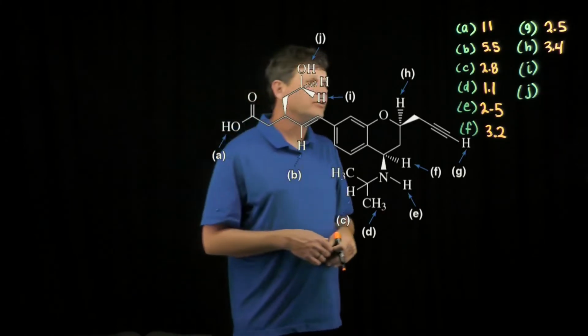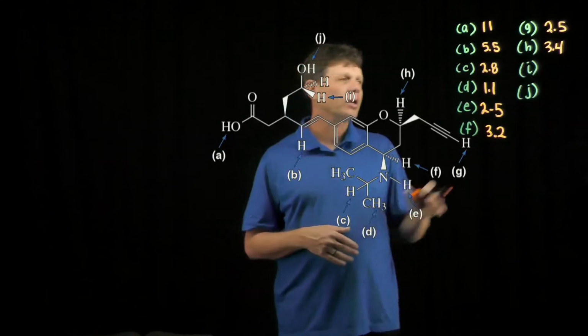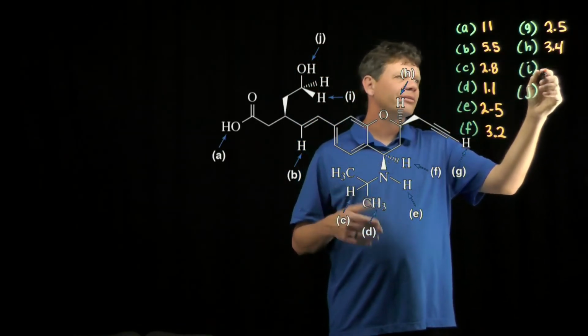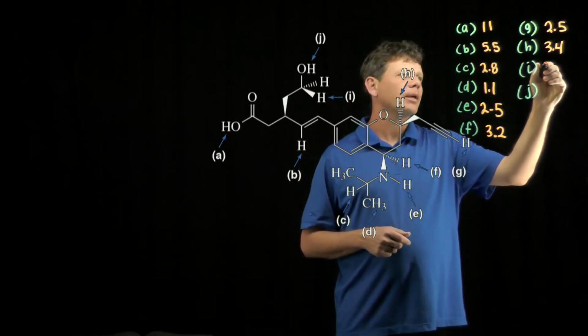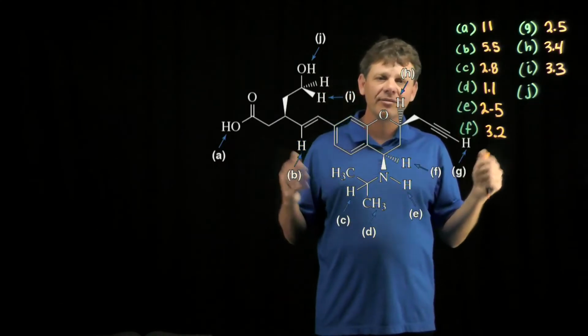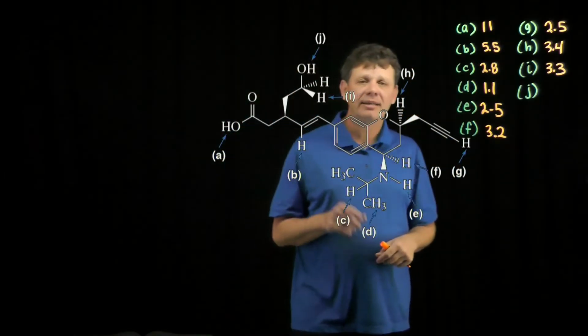I is another hydrogen on a carbon directly attached to a hydroxyl group. So it's going to be pretty similar to the one, H, that was around 3.4. So just to give a different number, we'll say that this one is 3.3. But again, if you called it 3.5, perfect. Be happy with that. J is a hydrogen attached to oxygen.